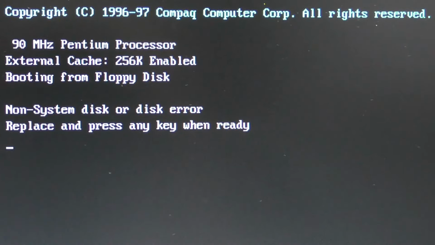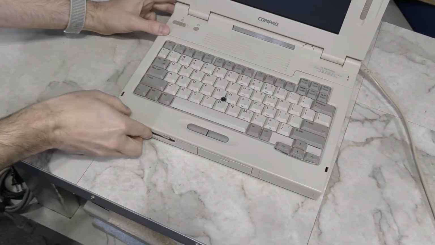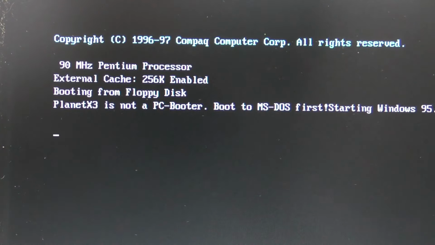Using a sector editor, you could actually change this message to anything. For example, I changed the message on the Planet X3 disk so that it says a custom message, and then continues to boot to your hard drive if you have one.